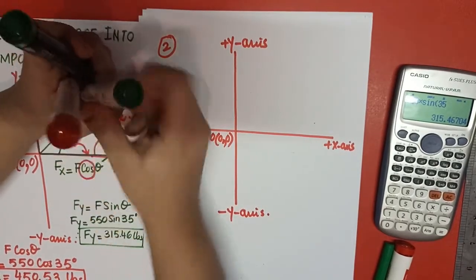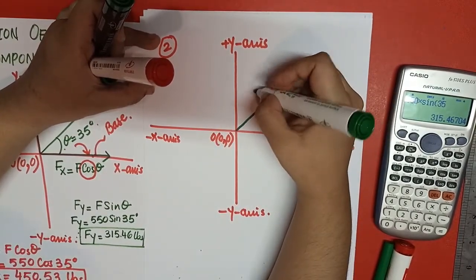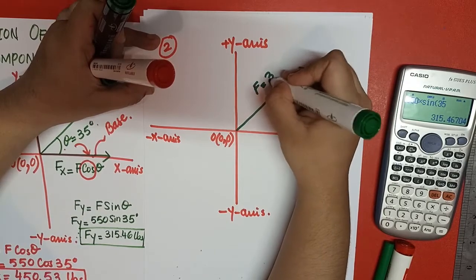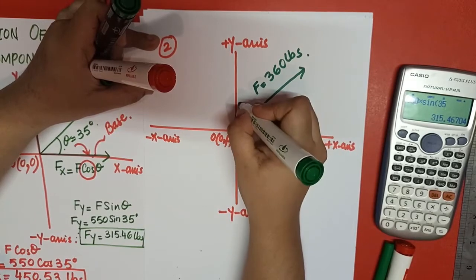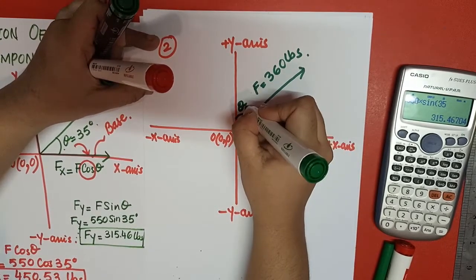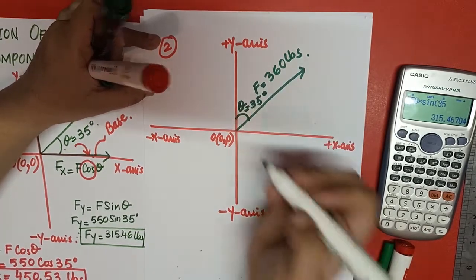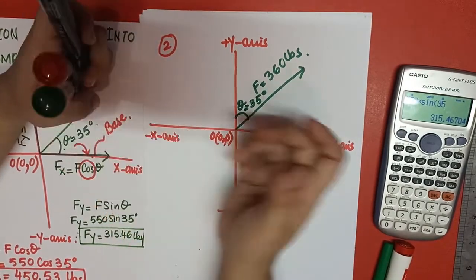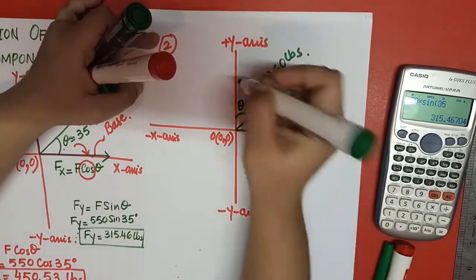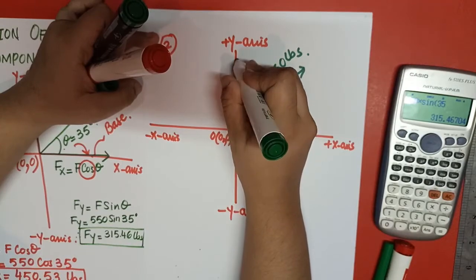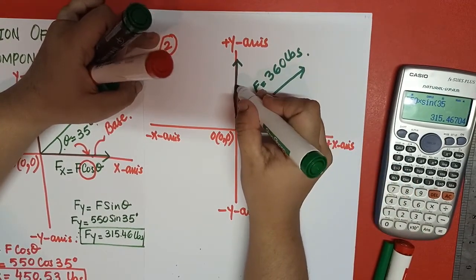So what I have to do next, there is a force over here, and this force value is F equals 360 pounds, for example. And now the angle is attached with the positive y-axis, and theta equals 35 degrees. So obviously I will resolve the force into its components again. But the situation is different just because of this theta, because this theta is attached with the positive y-axis.